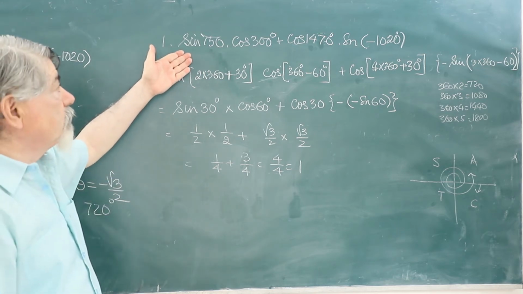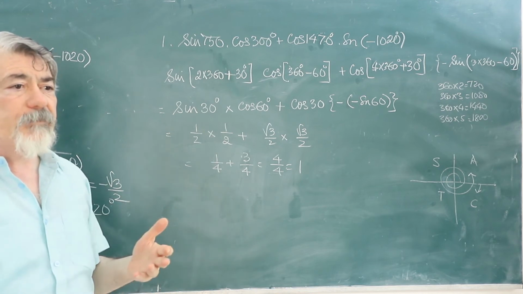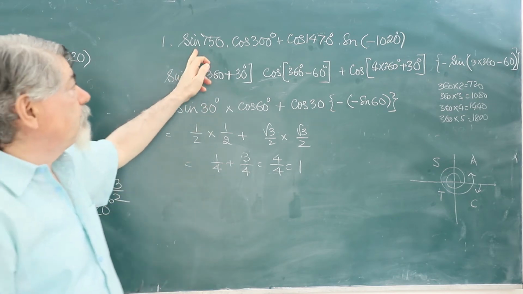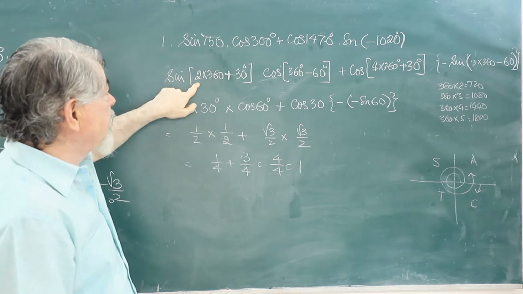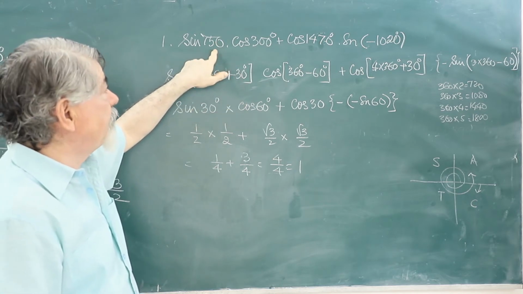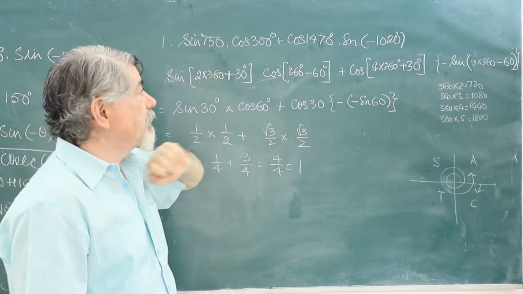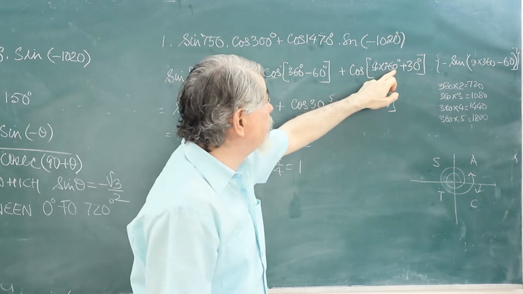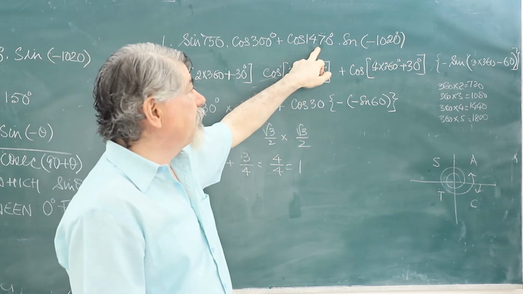So what we did was, whatever the angles are given, they are converted into multiples plus something or minus something. Multiples of what? Multiples of 360 or 180, whatever we want. 360 into 2 is 720. 720 plus 30 is 750. Cos 300 can be written as 360 minus 60. 1470 is 4 into 360, which is 1440, plus 30, it becomes 1470.